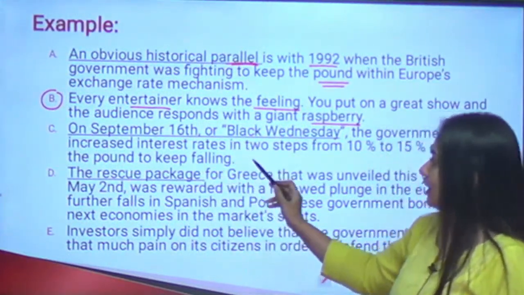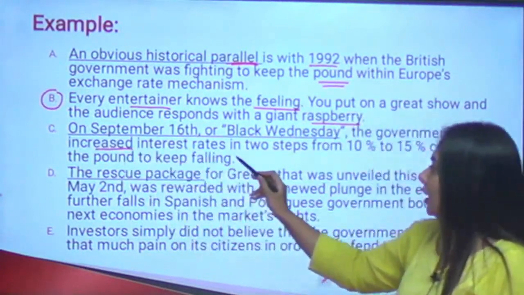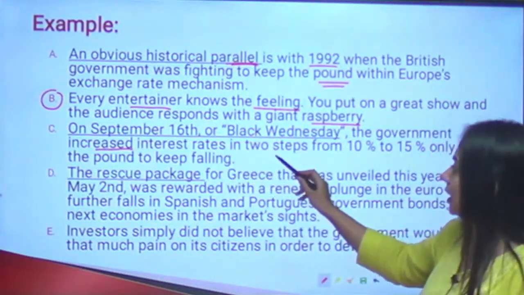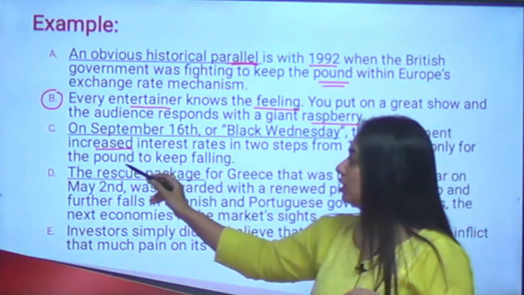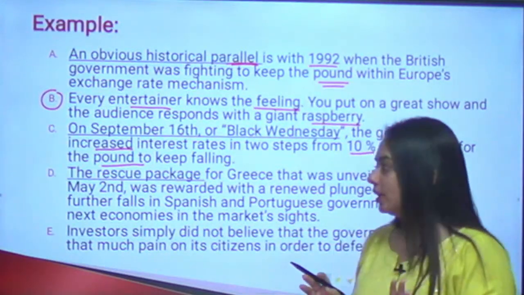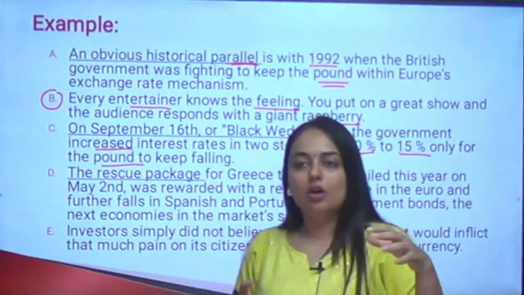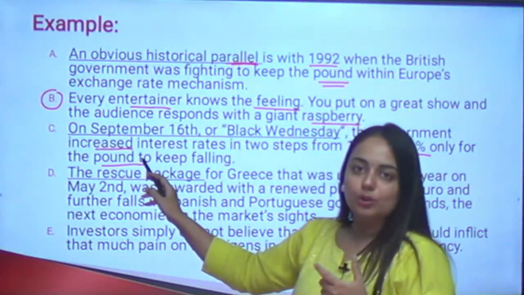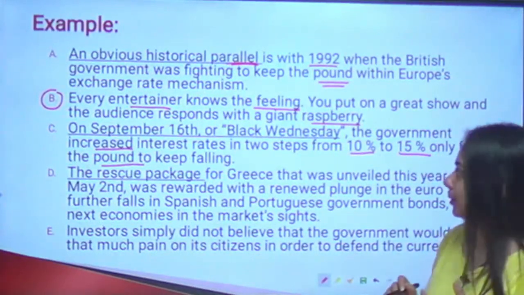On September 16th, or Black Wednesday, the government increased. This is past tense. Always be careful of past and present also. Increased interest rates in two steps from 10% to 15%, only for the pound to keep falling. So one thing that we can notice as of now is there was a situation in Europe where the pound was falling and the government was making all the efforts to keep it afloat basically. So this one is also talking about the pound. C. A is also talking about the pound.